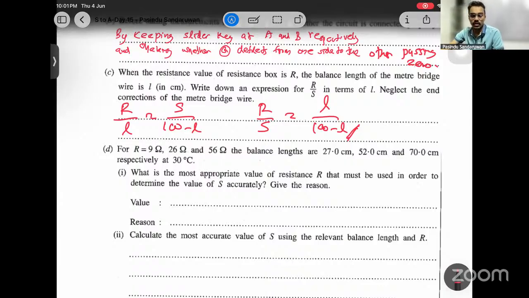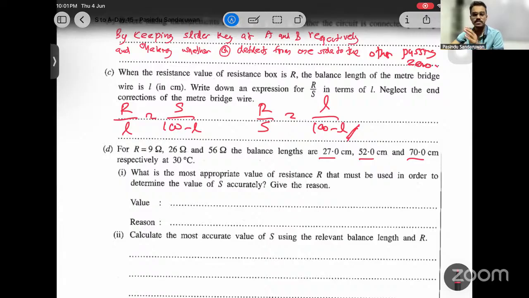Now, the logic here is you have to check this with the balance length. Balance lengths are 27, 52, and 70. Always, when the balance length is closer to the middle point, the percentage error we make on both sides is minimum. So we always choose the balance point closer to the middle point to minimize percentage errors.